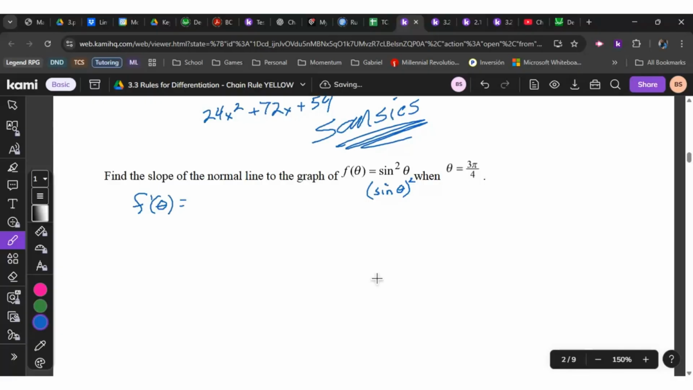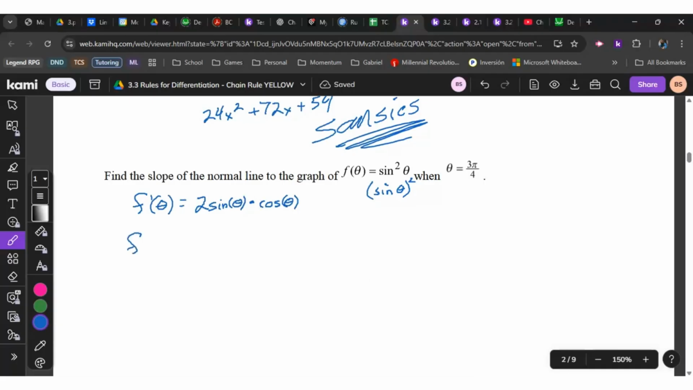So it's going to be 2 times sine of theta times the derivative of the inside. What's the derivative of sine? Just cosine. Sorry, it's the other way around. The derivative of cosine is negative sine. All right, look, we're done. Isn't that nice? The derivative of the outside times the derivative of the inside. That's it. Chain rule's amazing.